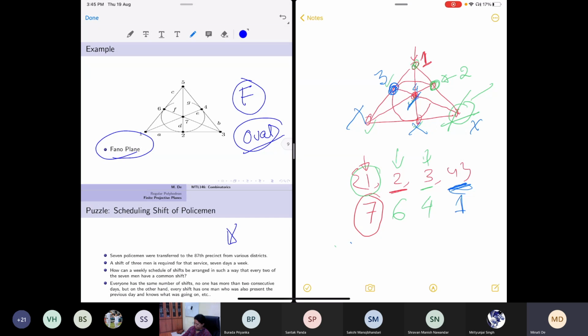So now you see. Now can you tell me how many ovals are possible in a plane? Can you tell me?